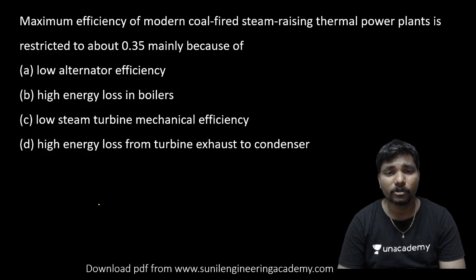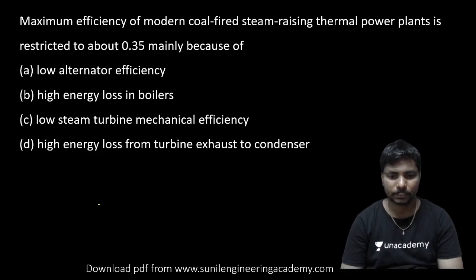Maximum efficiency of modern coal-fired steam rising thermal power plants is restricted to about 0.35, mainly because of dash.